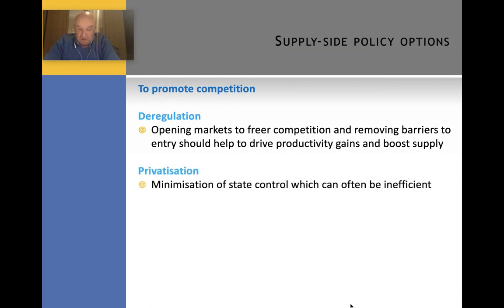Privatisation can also be used, so that's where essentially state control is removed. The water companies used to be nationalised companies. They've now been privatised. The Royal Mail is another example. British Petroleum was originally a nationalised company. It's now privatised, and so part of the reason for privatising is, again, encouraging this deregulation, competition into markets that traditionally were monopoly scenarios.